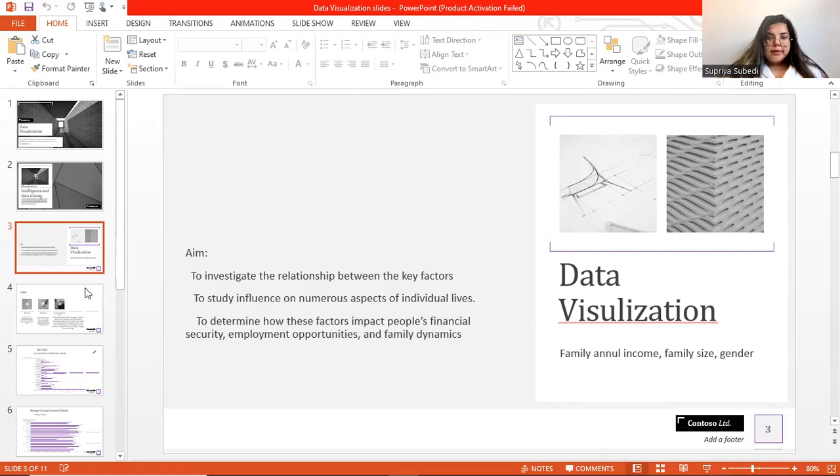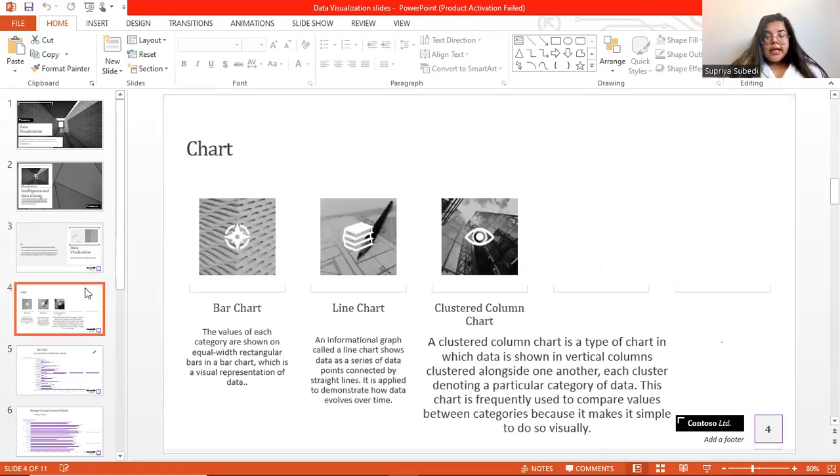Moving forward, here in the dashboard, you can already see there are three types of chart: bar chart, line chart, and cluster column chart. In each, there are two bar charts, two line charts, and two cluster column charts, for the sum and for the average. So first of all, the bar chart.